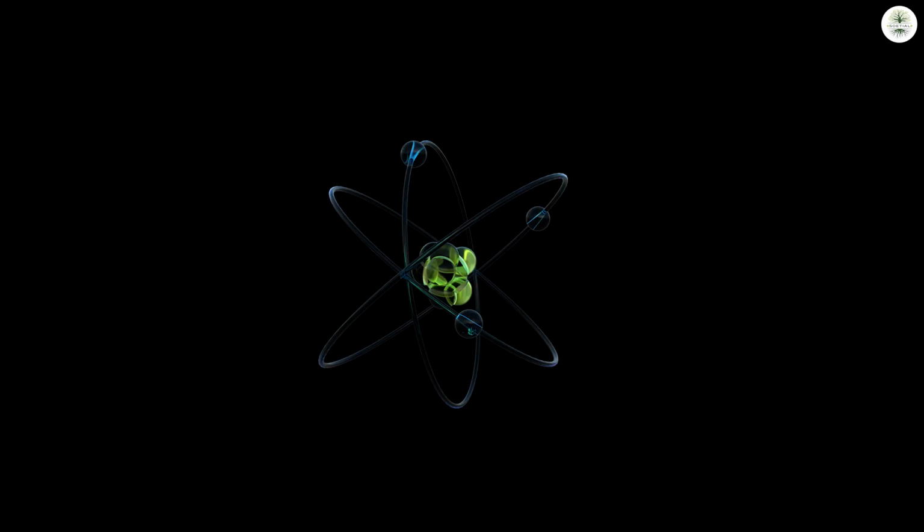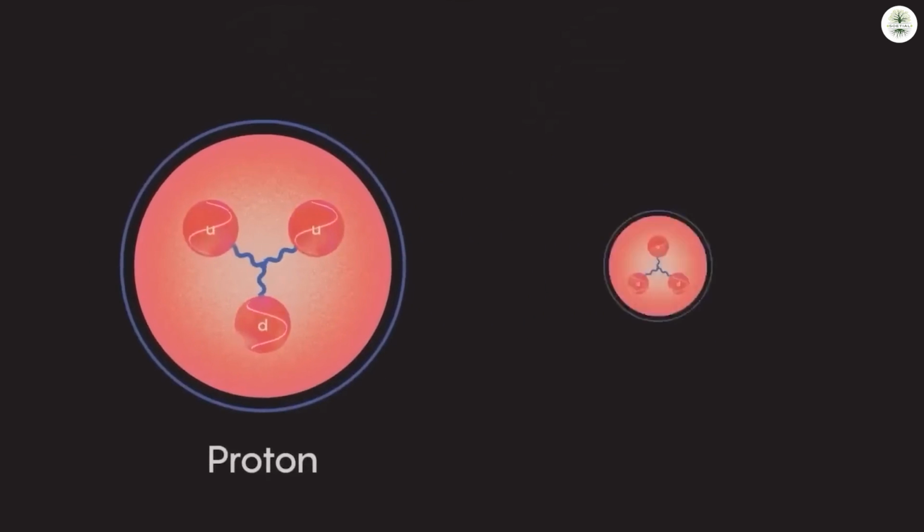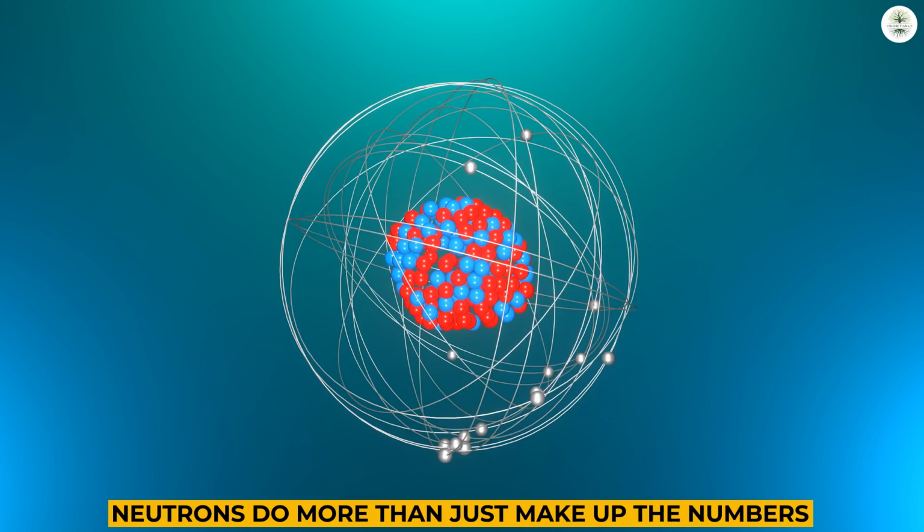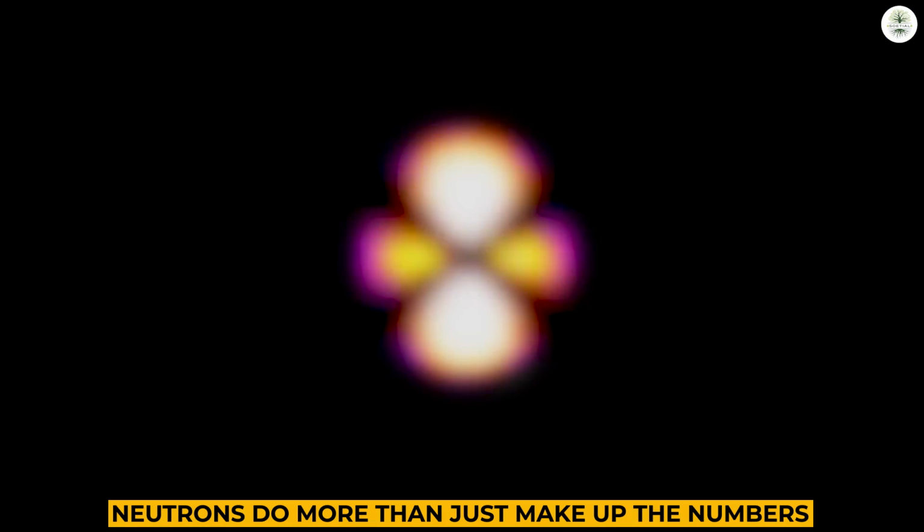Protons and neutrons are the two types of particles that make up atomic nuclei. To define an element, the number of positively charged protons in a nucleus is matched by the number of negatively charged electrons orbiting outside it. Yet neutrons do more than just make up the numbers. They define the particular isotope of that element. The amount of protons and neutrons in stable nuclei appears to be appropriately balanced.